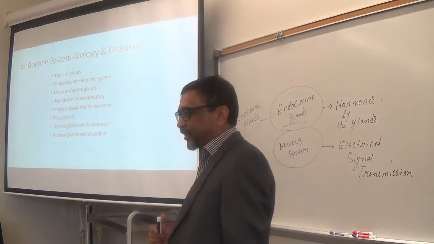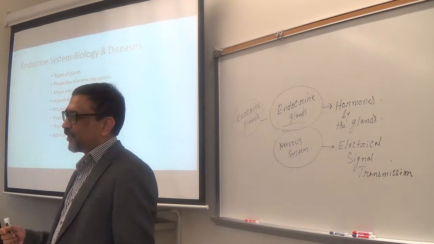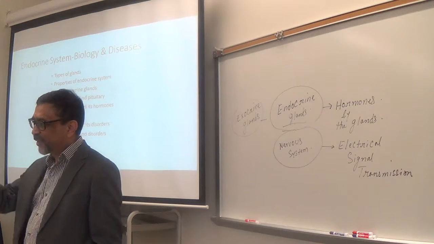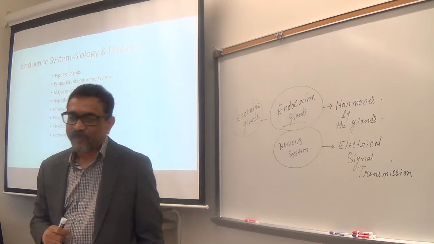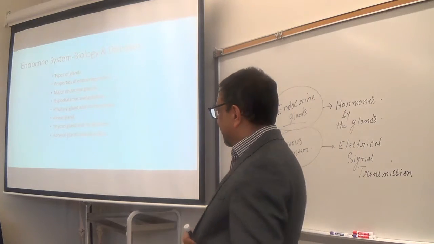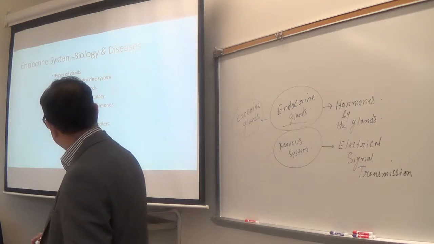The pituitary is called the master gland, the boss, and the hypothalamus is the boss of the boss. The hypothalamus is the boss of the pituitary gland. Make sense? So those two are very important and they are very closely connected to each other. Okay?